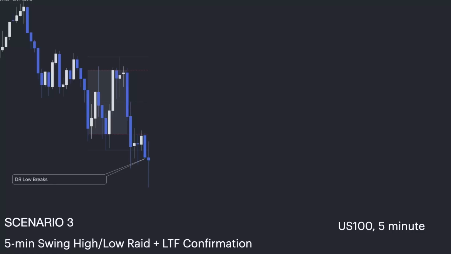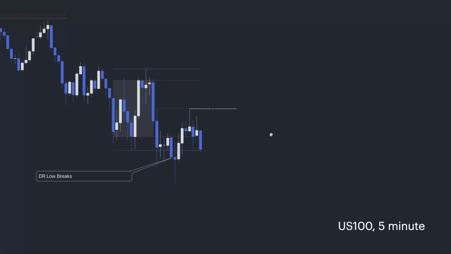Here we have a confirmed break below the DR low. The reason why I wanted to show this example is because sometimes you just have to wait for price action to develop a little bit. Here you can see price does form a high right at the midpoint of the DR range. I think this is interesting because I know some people have just experimented with taking a short, let's say right at the midpoint every time and putting your stop above the high.